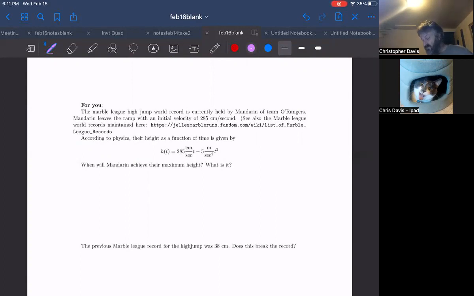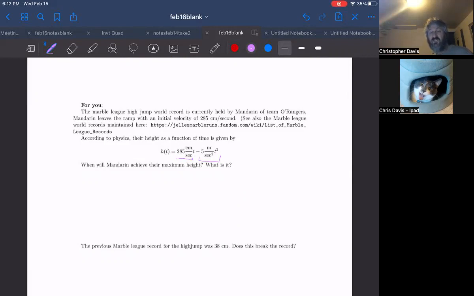So, Marble League High Jump World Record is currently held by a marble named Mandarin of Team O'Rangers. Here is the record-breaking jump. Mandarin leaves the ramp with an initial velocity of 285 centimeters per second. So here's the initial velocity times time. The flight of this marble over time is given by this initial velocity term, and that term given by gravity. At what time will Mandarin achieve its maximum height?